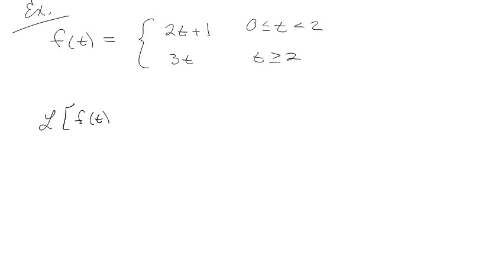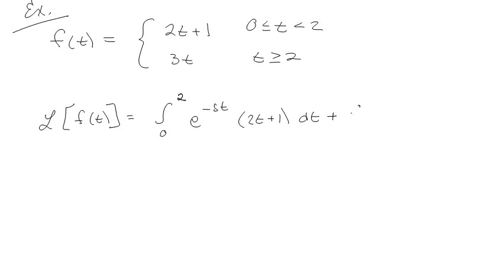Now the first thing that I want to do is set up the two different integrals. If I'm going to be integrating from 0 to infinity, it's e to the negative st times the function 2t plus 1 dt. Except that the function is not equal to 2t plus 1 all the way to infinity, it's only equal to 2t plus 1 up to 2. So I'm kind of stuck.